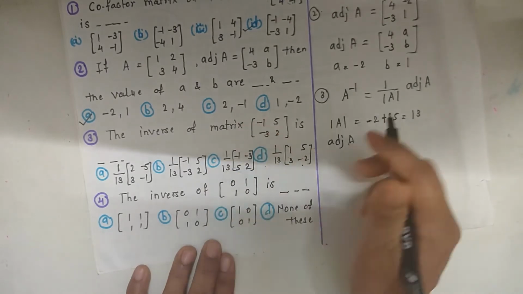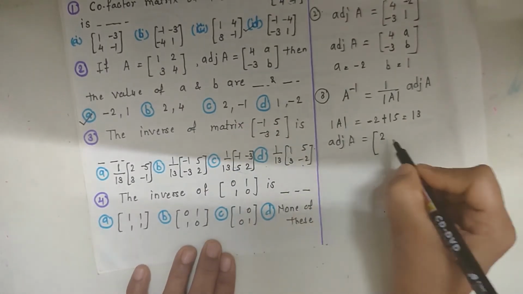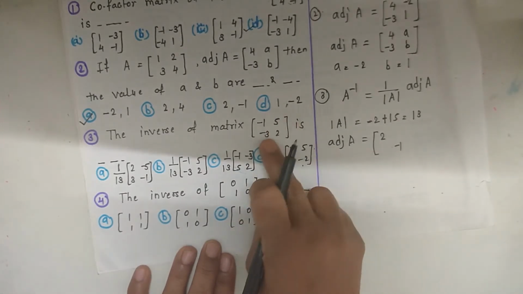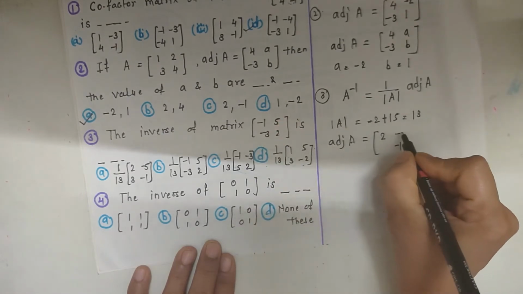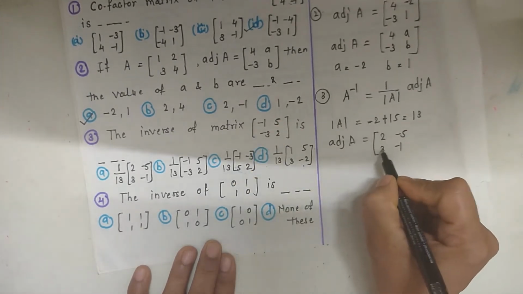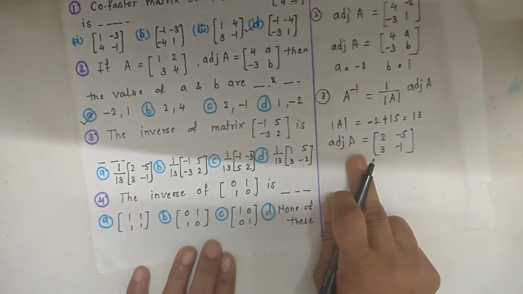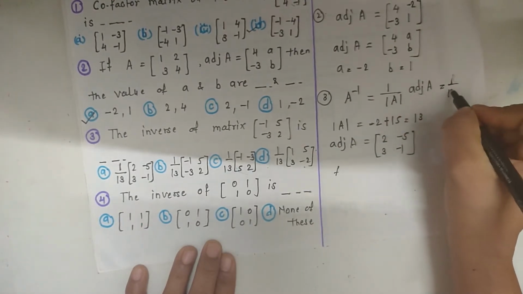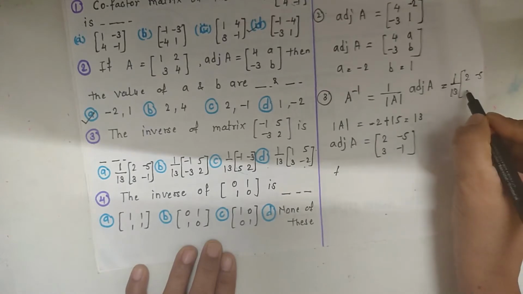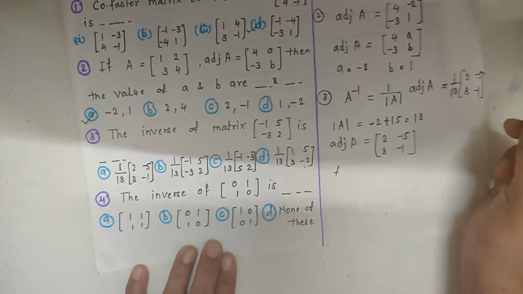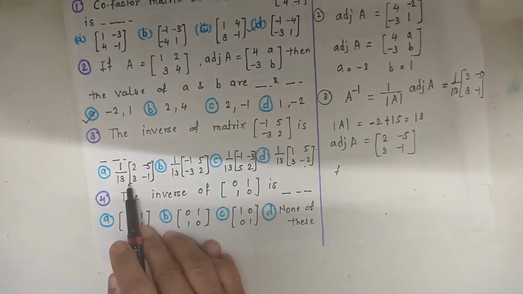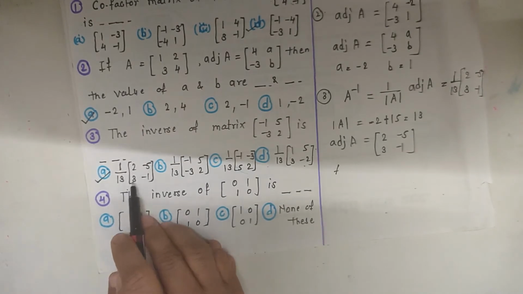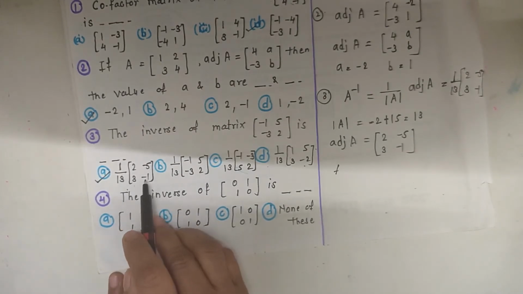the diagonal elements in this way and exchanging the sign of the non-diagonal elements only. So -5, and the opposite sign of -3 is +3. This is the adjoint of A. So A inverse is equal to 1 upon 13 into the matrix 2 -5 and 3 -1. So this is the first option. So the correct option is A, 1 upon 13 into the matrix 2 -5 and 3 -1.